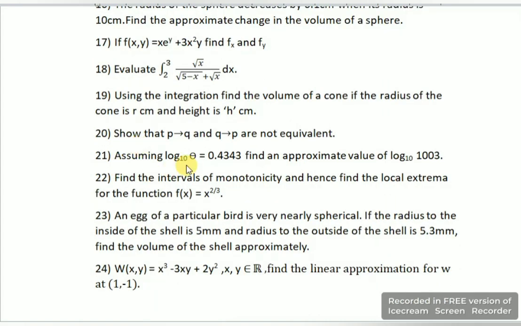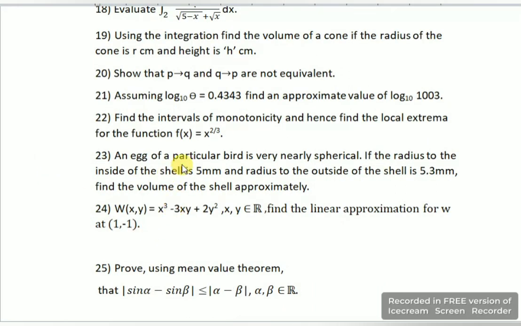Next one, assuming log₁₀ e = 0.4343, find the approximate value of log₁₀ 1003. Next one, find the intervals of monotonicity and hence find the local extrema for the function f(x) = x^(2/3). Next one, an egg of a particular bird is very nearly spherical. If the radius to the inside of the shell is 5 mm and the radius to the outside of the shell is 5.3 mm, find the volume of the shell approximately.